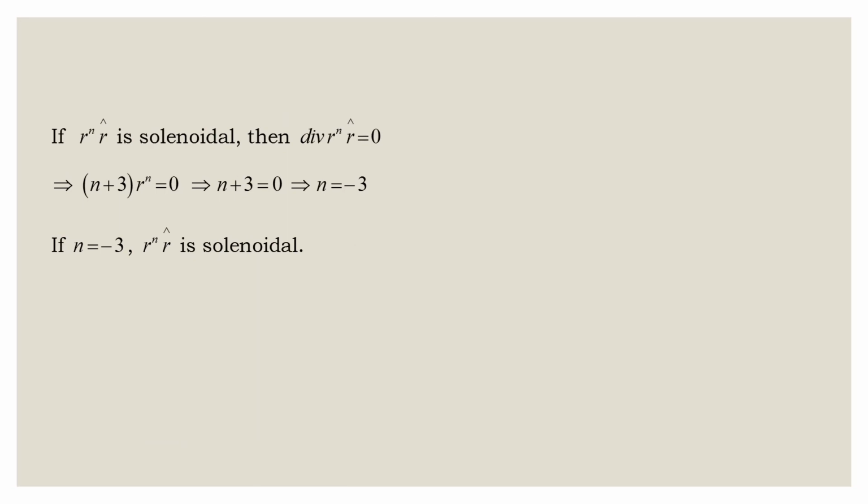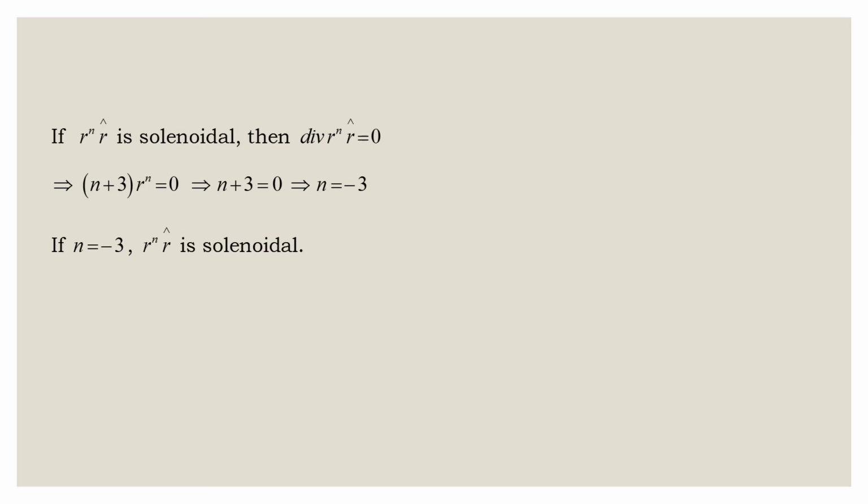So far, we have completed the first part of our problem, finding the divergence of the given vector field r^n r cap. The next part of this problem is we have to find out the value of n under the condition that the given vector field r^n r cap is solenoidal. So, in part 2 of this problem, let us assume that the given vector field r^n r cap is solenoidal. That means its divergence is 0.